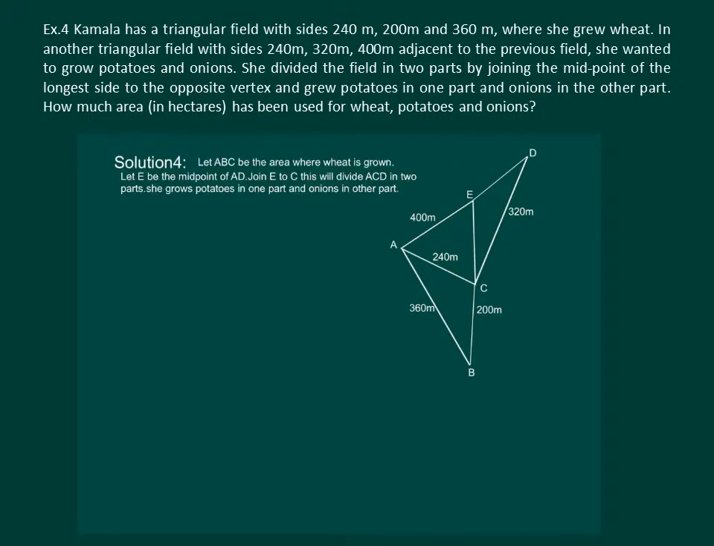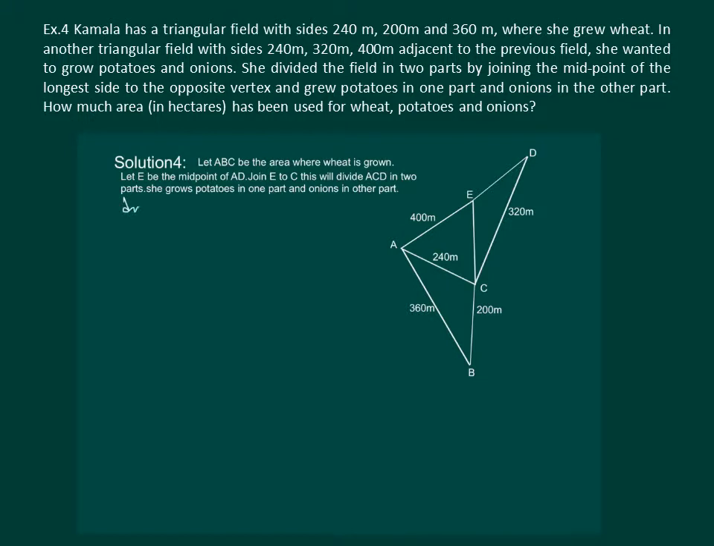In the question it is given that ABC is the area where wheat is grown. We assume that E is the midpoint of AD and joining E to C will divide the field into two equal parts where potatoes and onions will be grown. So now let us start finding the area of each part one by one. Let us start with triangle ABC.